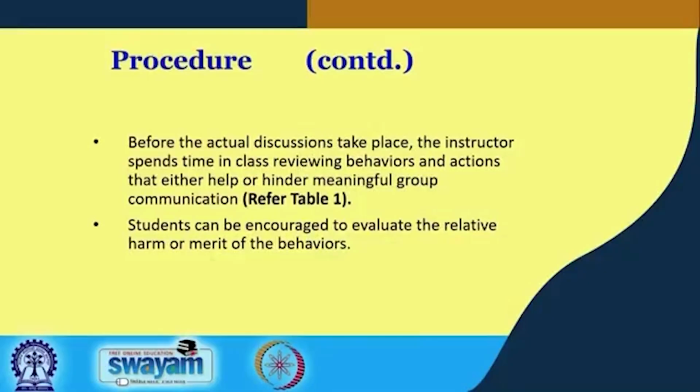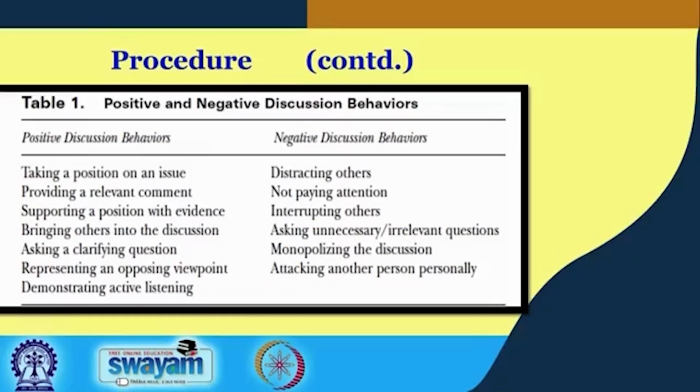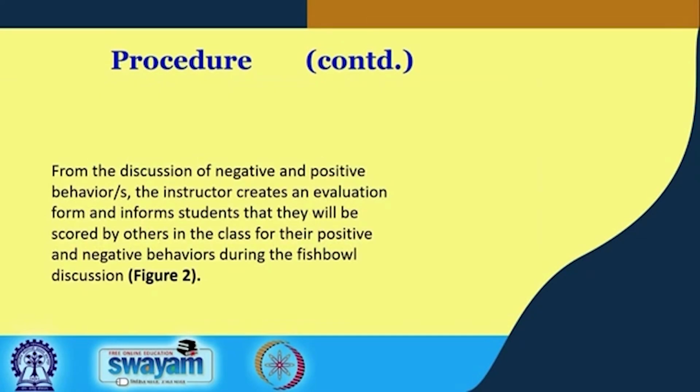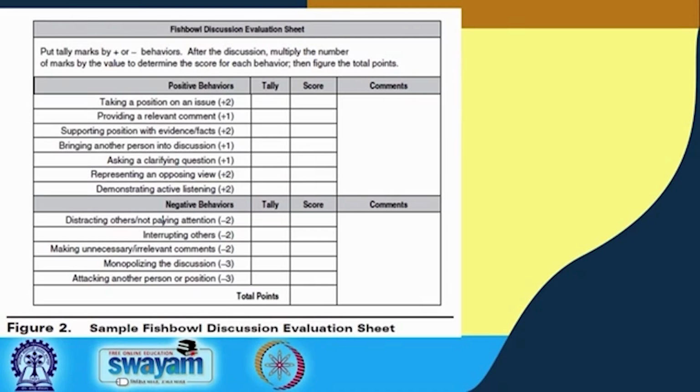But here we have table 1, which shows positive and negative discussion behaviors. Now keep that at the back of your mind, but concentrate on table 1, positive and negative discussion behaviors, and I will not dwell on this in detail. So now you have figure 2 in your mind, positive and negative behaviors during the fishbowl discussion. And then we come to a small evaluation sheet. Figure 2 shows the evaluation sheet. There are around 10 items on which you will be evaluated.